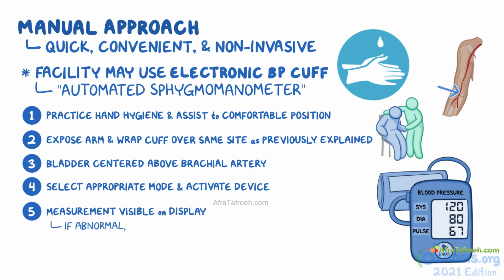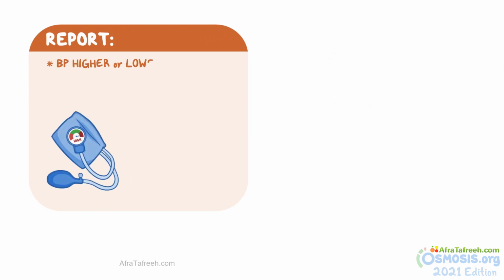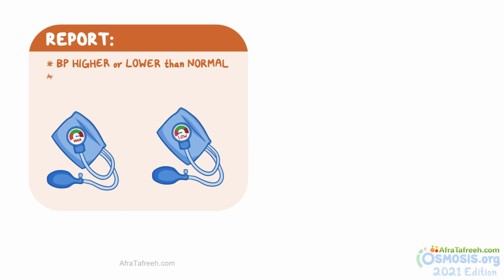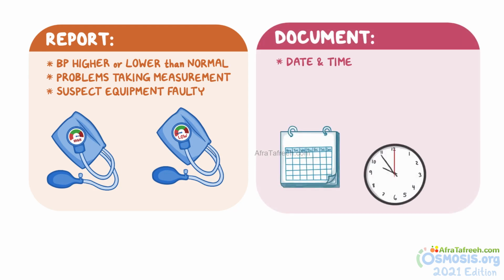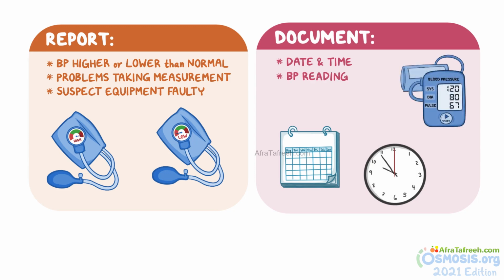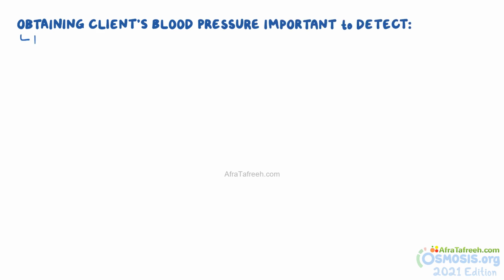If an abnormal measurement is obtained, consider repeating the procedure with the manual approach. Okay, when obtaining a client's blood pressure, there are a few things you should report to the nurse right away, such as blood pressure that is higher or lower than normal. Also, if you had problems taking the measurement or if you suspect the equipment might be faulty, report that too. Document the date and time you did the procedure, the blood pressure reading, and the method it was taken along with your observations.